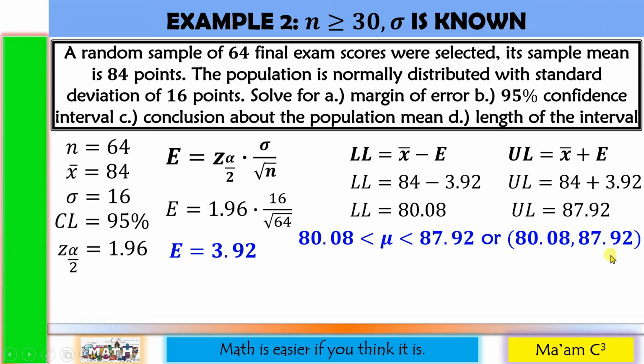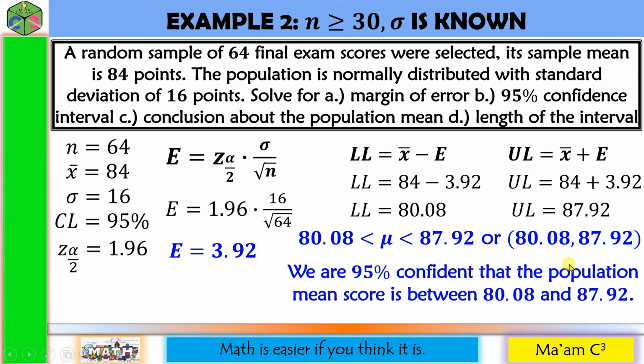Or you can also write it in this way. Let us now make our conclusion. We are 95% confident that the population mean score is between 80.08 and 87.92. And finally, let us compute the length of the interval. This is just the upper limit minus the lower limit. Let us substitute. The upper limit is 87.92 and the lower limit is 80.08. And this will give us 7.84.